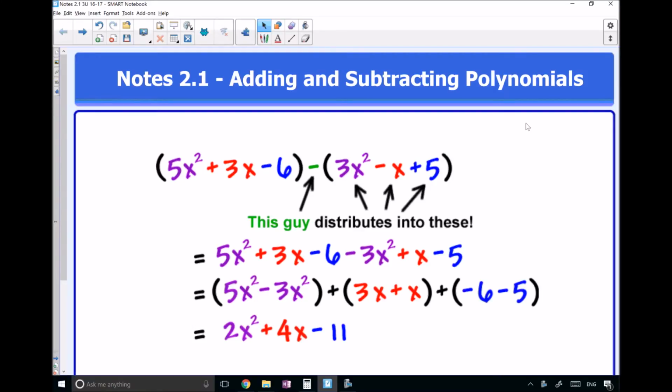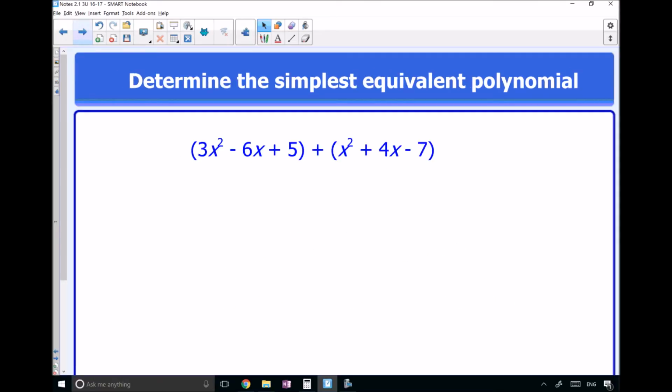Hi, ladies and gentlemen. We are looking at notes 2.1, which are on adding and subtracting polynomials. I'm not giving you a separate note sheet for this note, so take notes on your own paper and make sure you title it Notes 2.1, Adding and Subtracting Polynomials. Okay, so the first question that we have here is to determine the simplest equivalent polynomial.